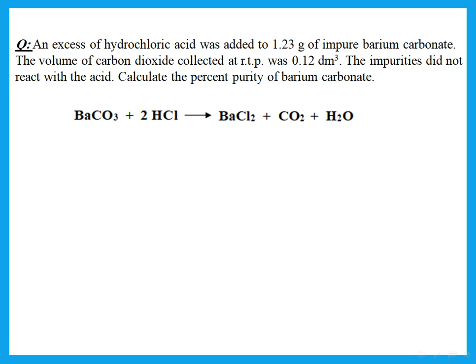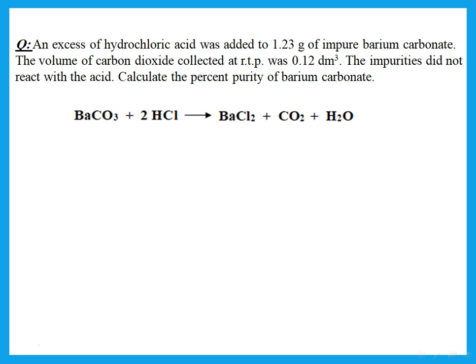Now, if he's giving me mass of impure something, that means you're not going to use that mass for anything. You're not going to use that mass to calculate number of moles, because actually it is not the actual mass of barium carbonate, it's the mass of barium carbonate plus impurities. So don't use the 1.23 grams when he says it is impure something. Don't use it to get number of moles. We're going to use the other information that he gives me.